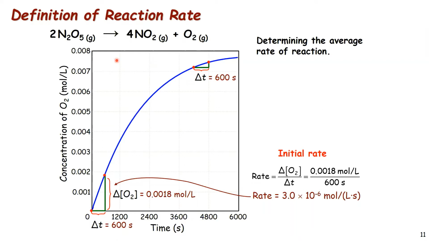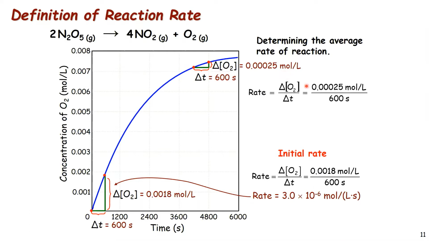Again, we're going to take that difference, which is 0.0025 moles per liter. And so now we can see that our average rate later on towards the end of the chemical reaction is now only 0.4 times 10 to the negative 6 moles per liter per second. So we can see that the reaction slowed down quite a bit as we got closer to equilibrium, the end of the reaction. So equilibrium is the end of the reaction, okay? Okay, any questions so far?